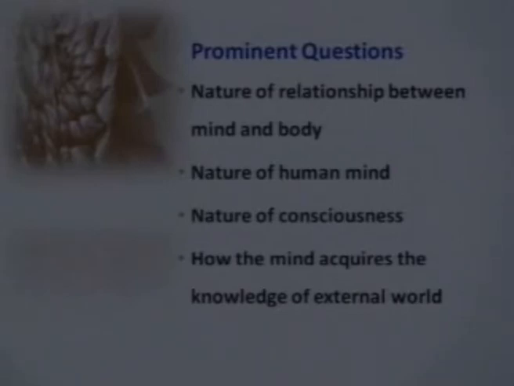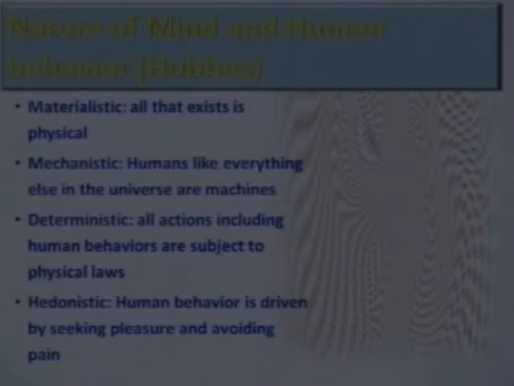So the prominent questions for philosophers at the beginning of the 18th century were the nature of the relationship between mind and body, the nature of the human mind, the nature of consciousness, and how the mind acquires knowledge of the external world. These were the basic questions to which philosophers, physicists and psychologists were giving answers. Up to the 18th century, there was no separate discipline of psychology as such. All the philosophers, all the thinkers were thinking on these questions, and we incorporate it as knowledge in psychology.